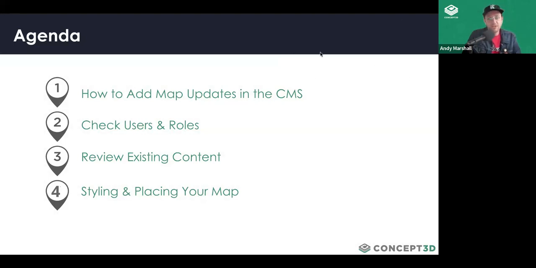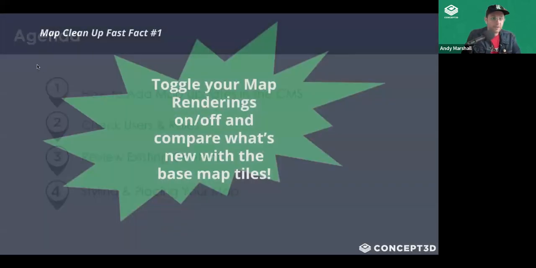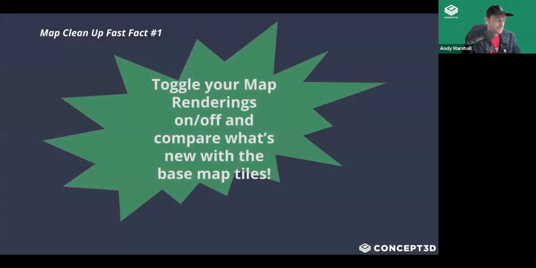Now, I have this agenda here, but we're going to follow a little bit different of a format because today I have for you some map cleanup fast facts. And I mentioned this as the first fast fact here is, as you can see, you can toggle your map renderings on and off to compare what's new against the base map tiles.